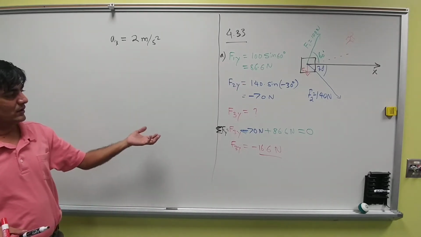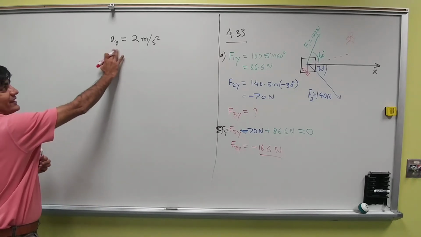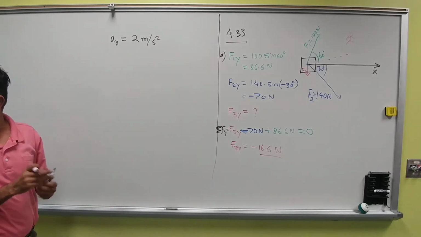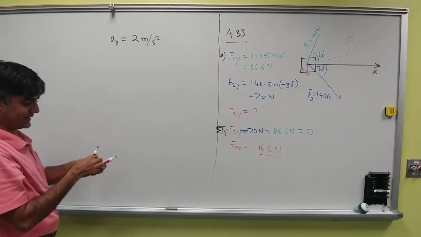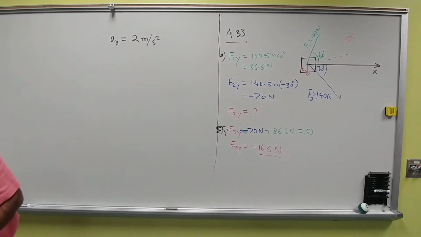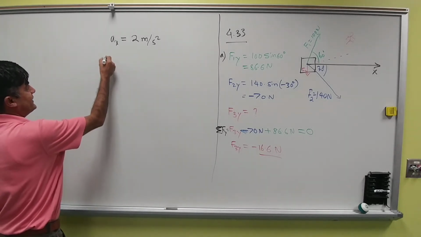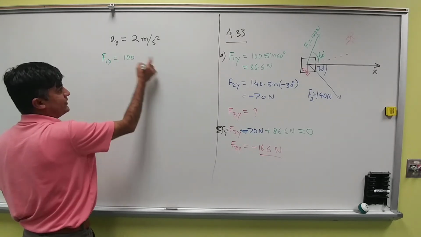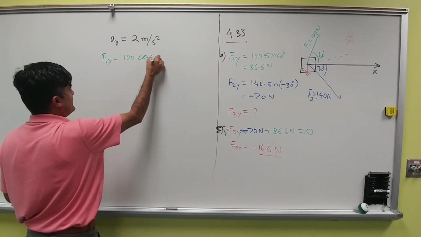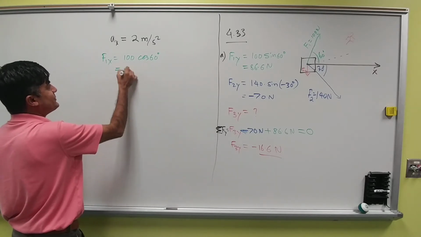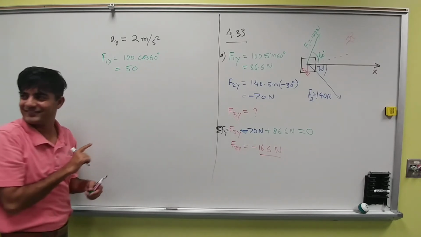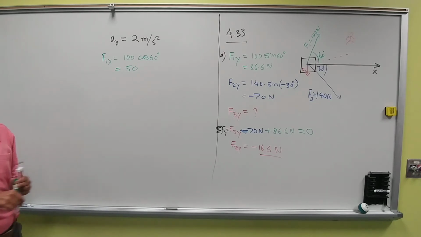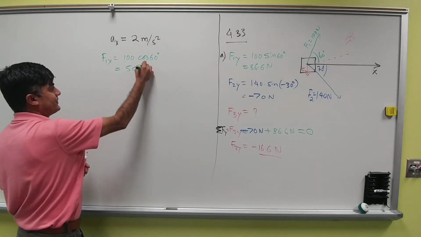Now, all you do is, you have ax, so all you have to do is find F1x. So what's your F1x? It's 100 cosine 60. Very good. So this is 50 for sure, because cosine 60 is 1/2, right? So 1/2 of 100 is 50 Newton.